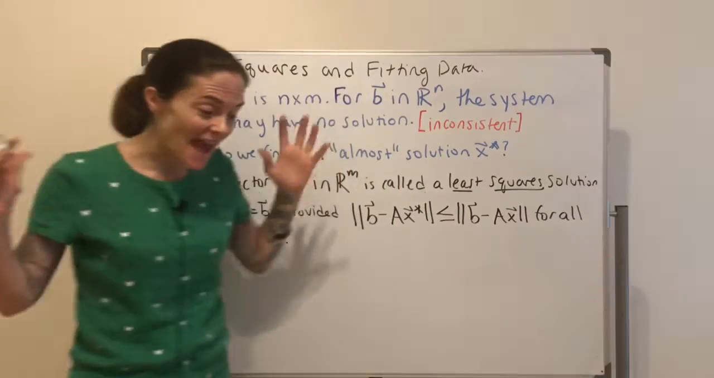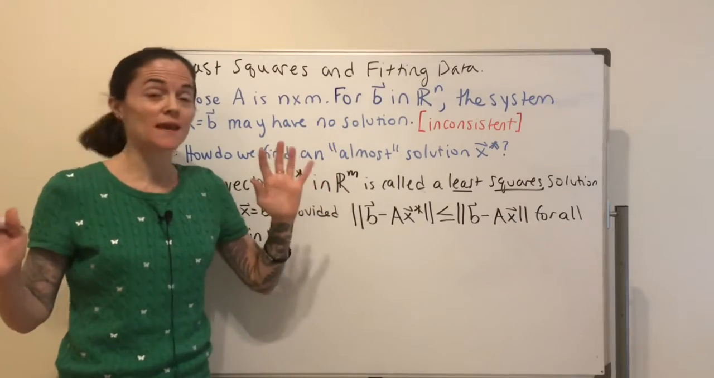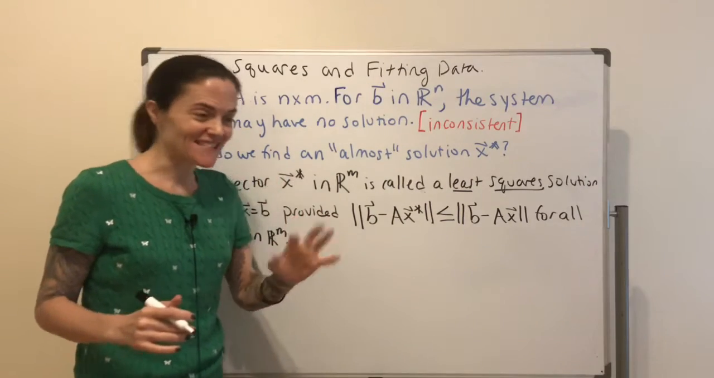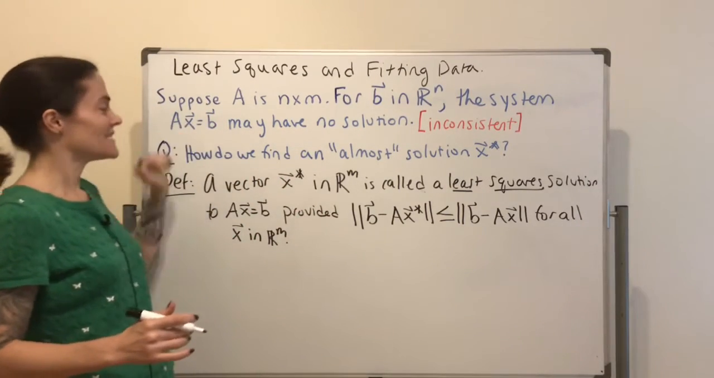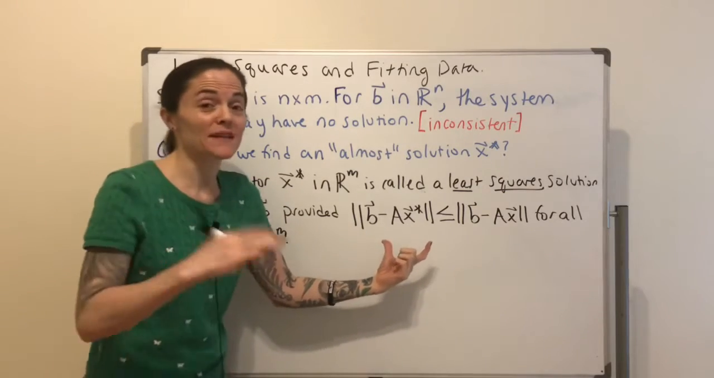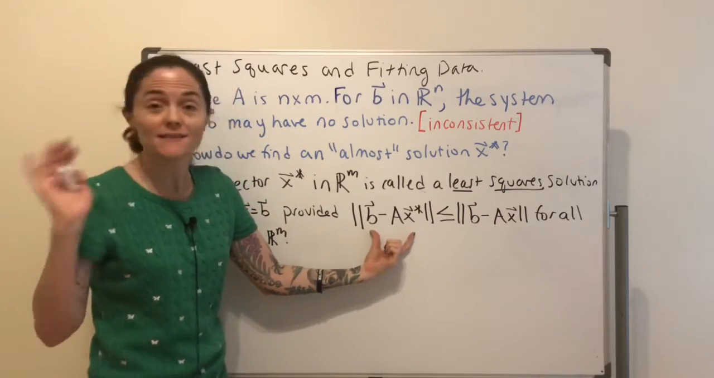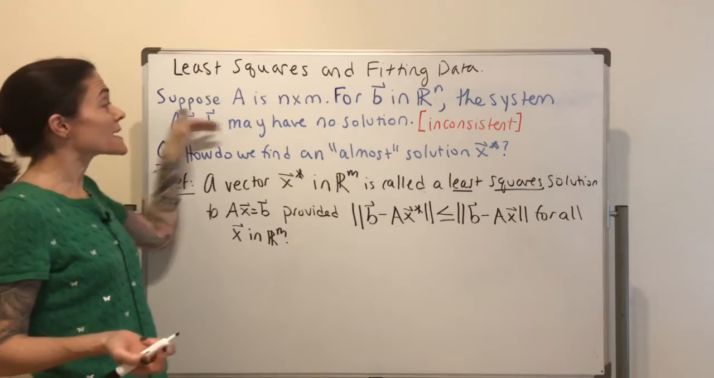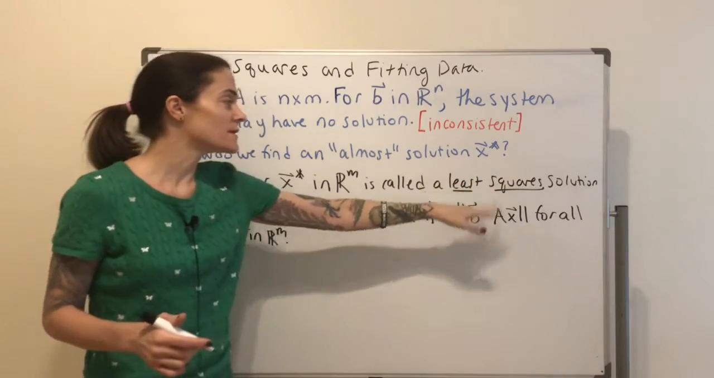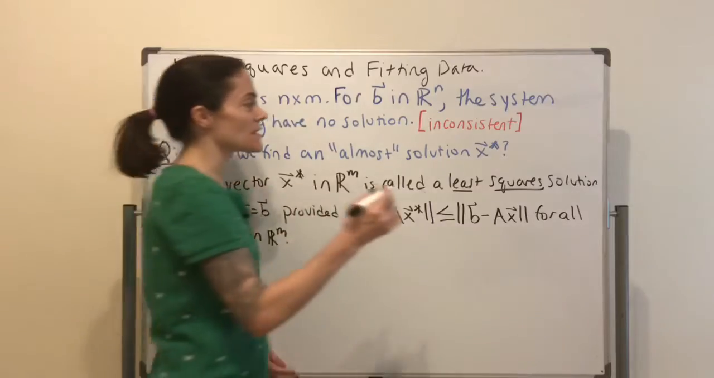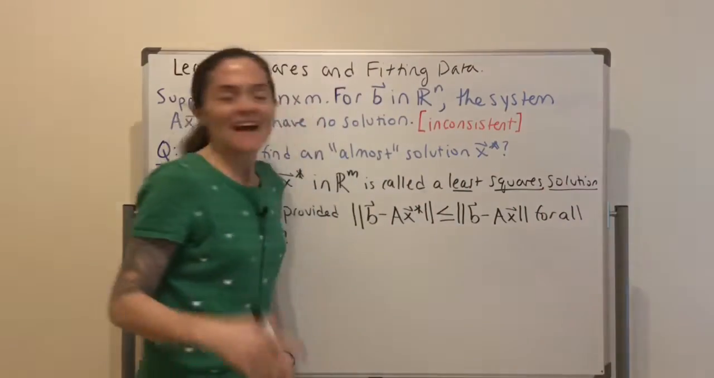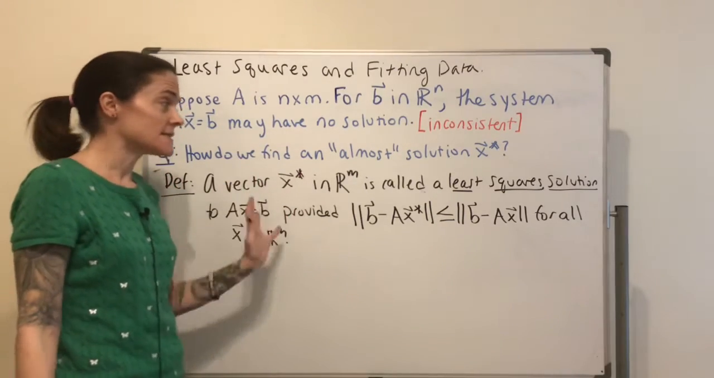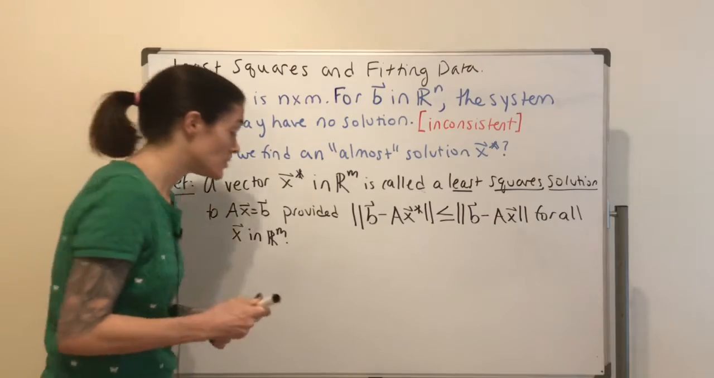Now, if we have a consistent system, as we do many times, then there's either one or infinitely many solutions, and they satisfy that this number here is 0. You can't get a length smaller than 0. So in effect, when you're in the consistent world, this new definition of a least squares solution is exactly what you're used to. It's just a solution to the linear system. But when you're inconsistent, this is the new idea.